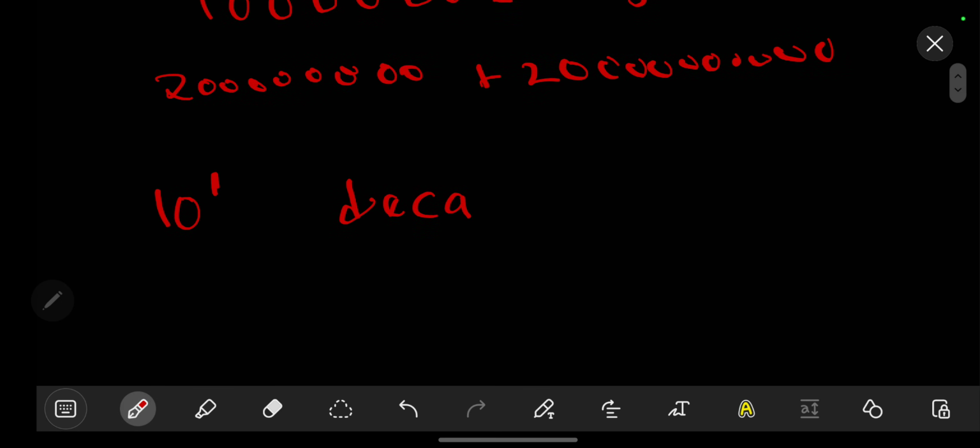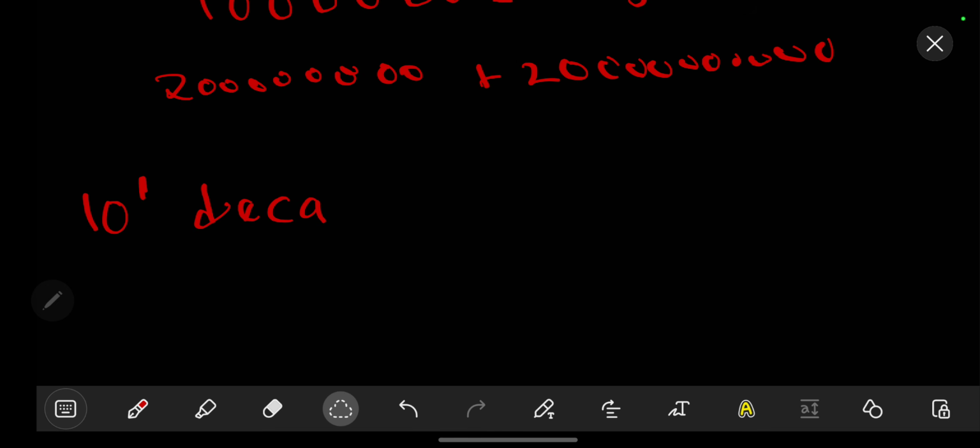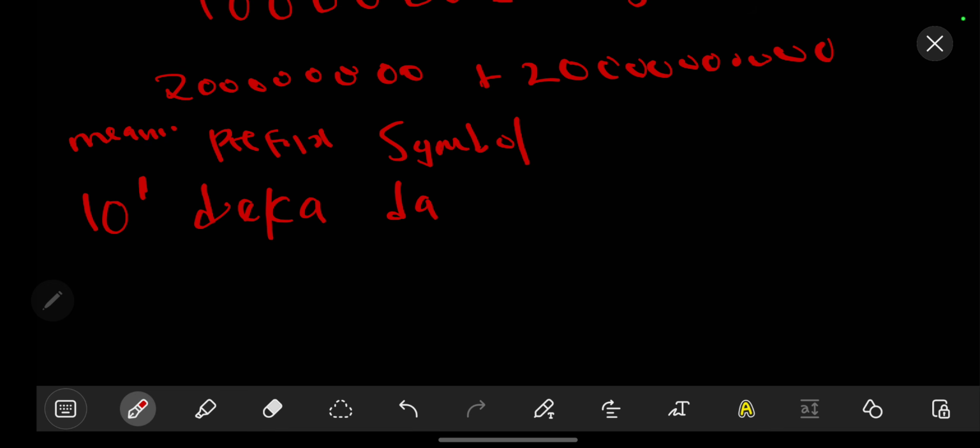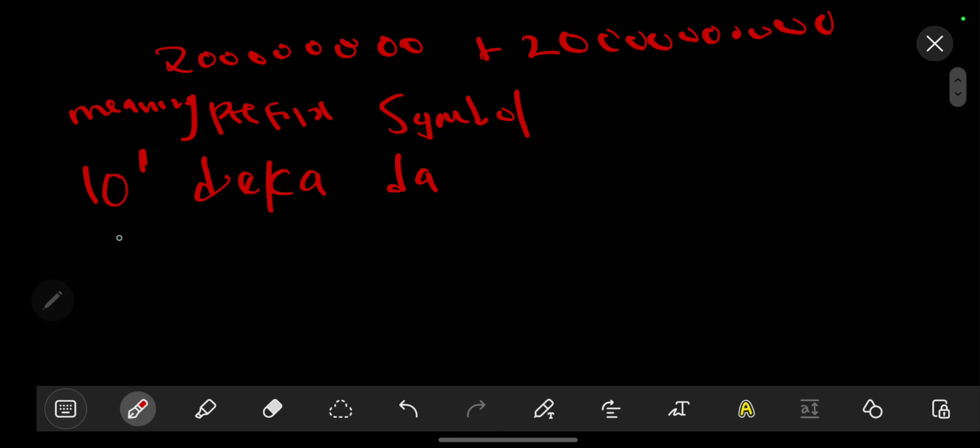We are going to be writing them side by side and putting the symbol. So deca is spelled like that, and the symbol is DA like that. Here we are going to have our symbol, here we are going to have our prefix, and then this one would be our meaning.